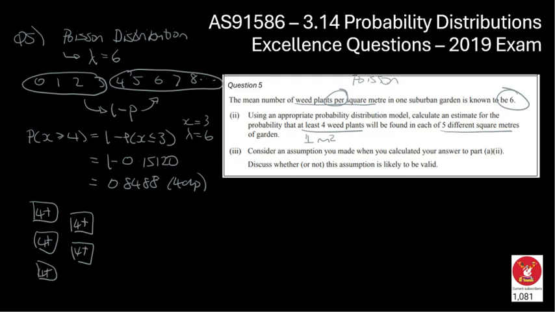So that's what we're moving on to now. In terms of our notation, the probability that x is equal to or larger than 4 in all 5 square meters is just going to be this number here to the power of 5. So it's going to be 0.8488 to the power of 5.